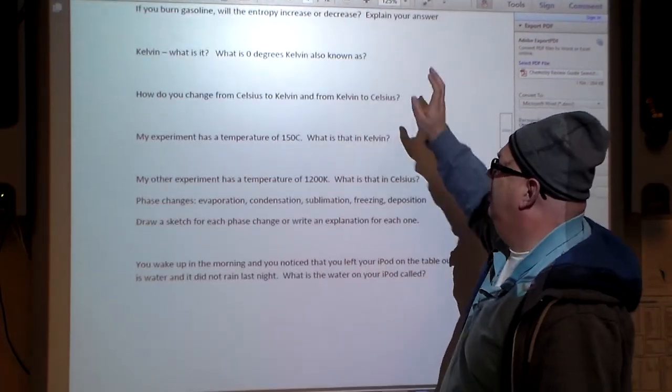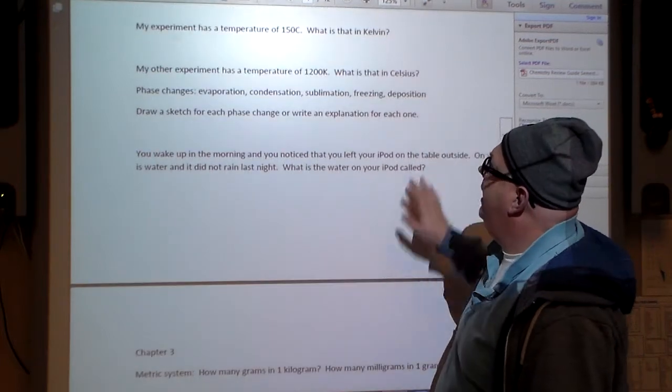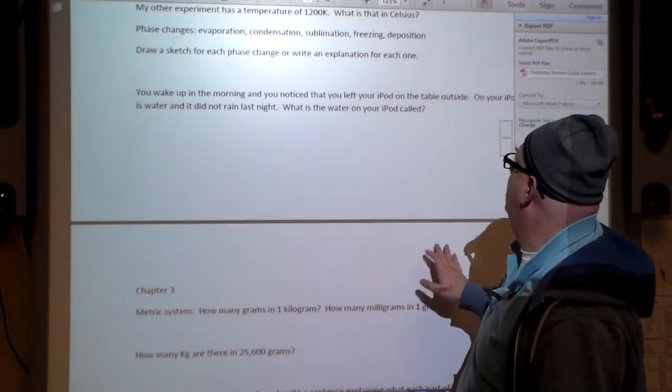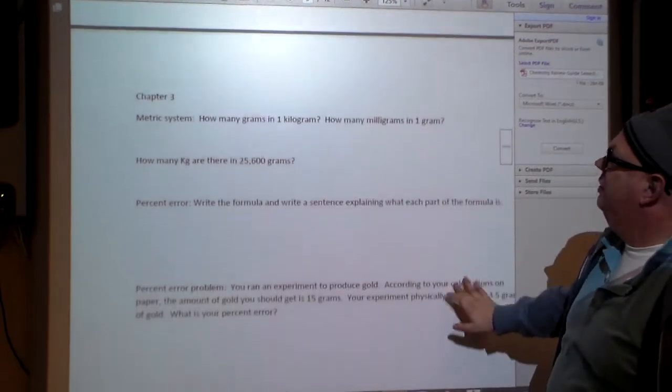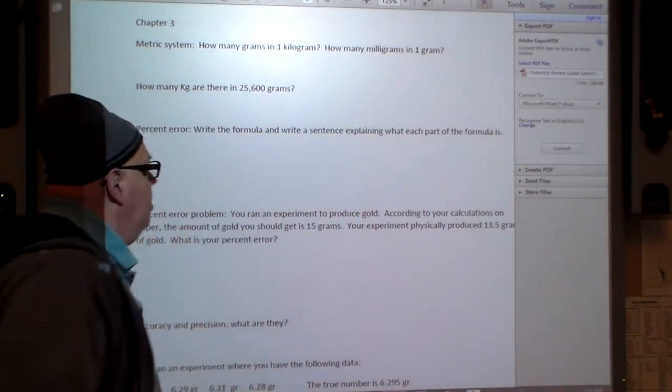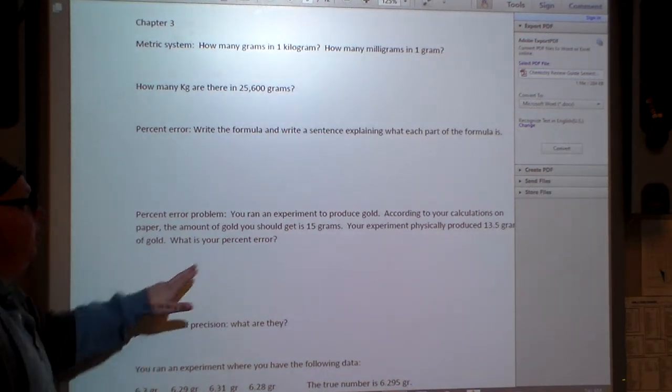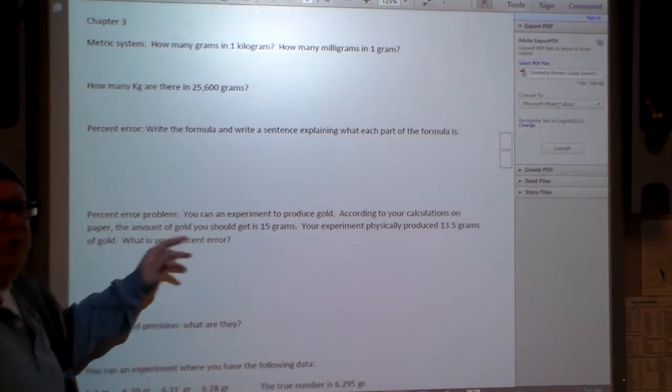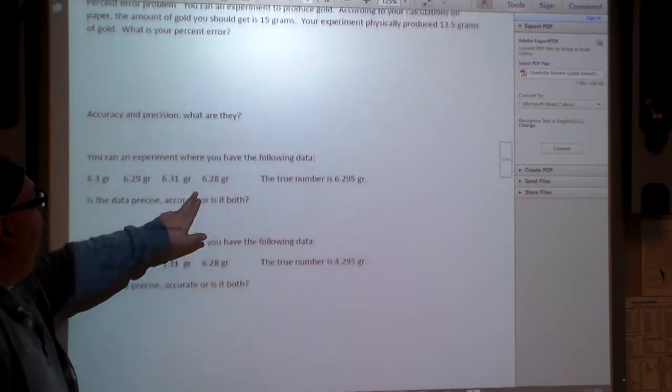Entropy, we talked about it. We talked about Kelvin, okay, let's move on. We went into now chapter 3, okay, that's pretty straightforward. I went over percent error with you guys. You have a percent error problem, so you can practice that.